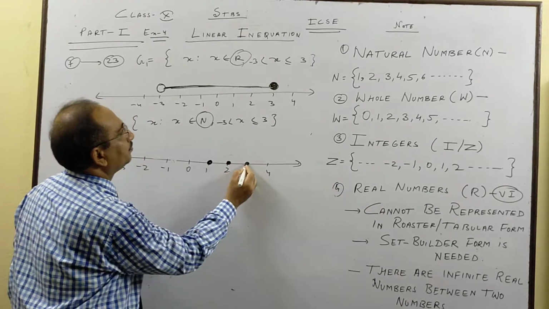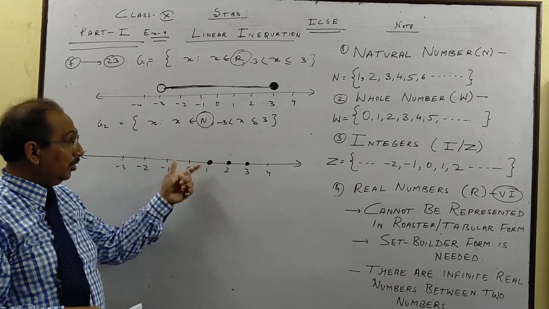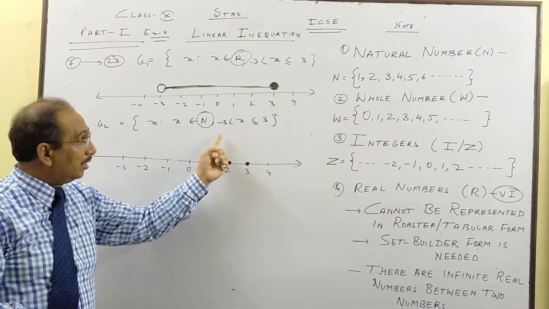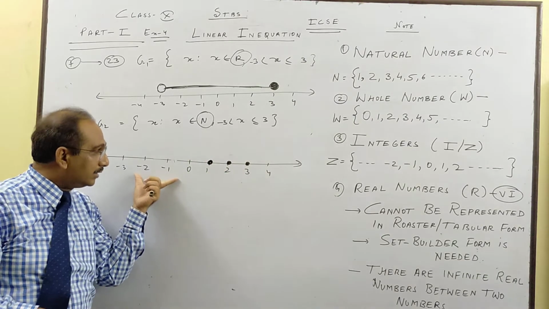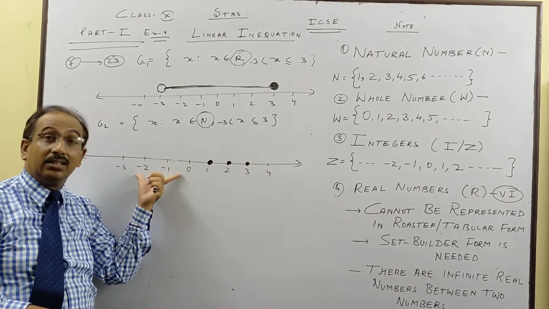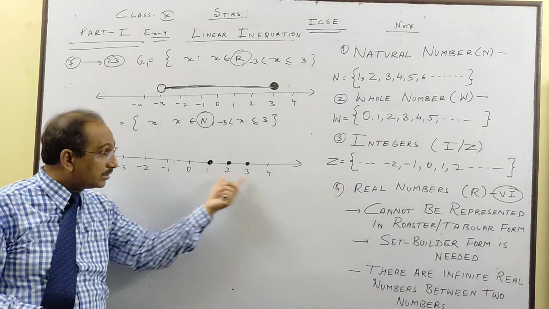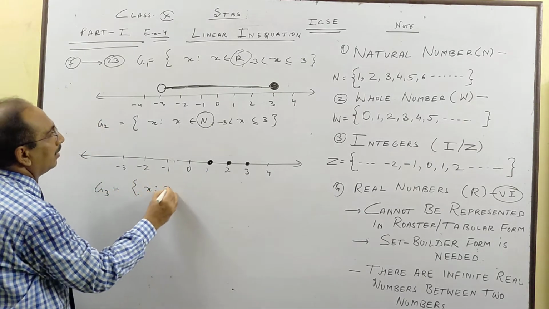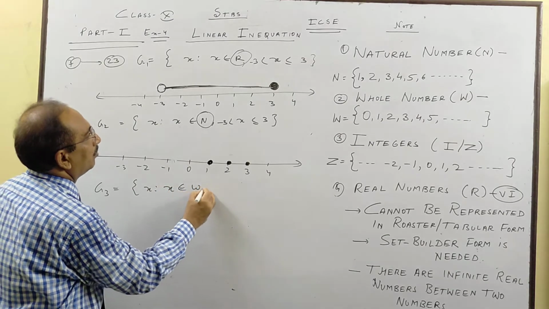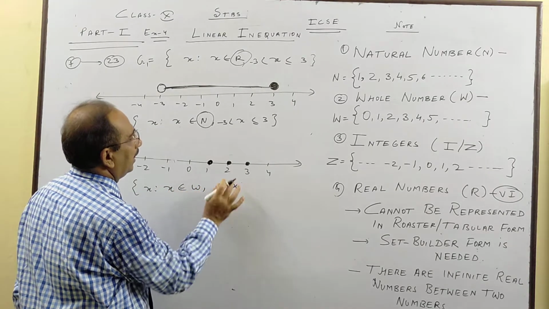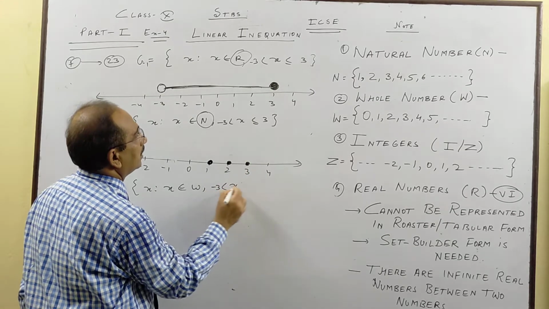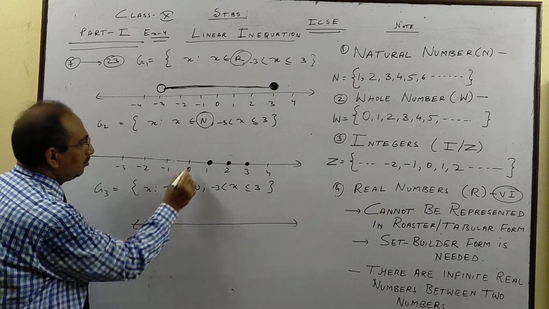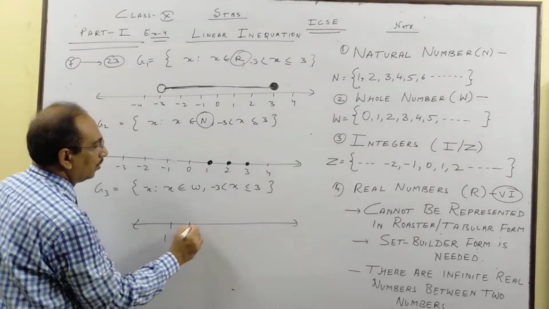Okay, once more. X such that x belongs to natural number and x is greater than minus 3, but we cannot take this. These are all greater than minus 3, but these are integers, children. Natural number starts with 1. Same example, G3. I take it belongs to whole number. X is greater than minus 3 less than equal to 3. What will happen here?